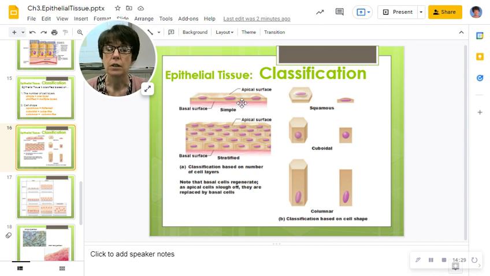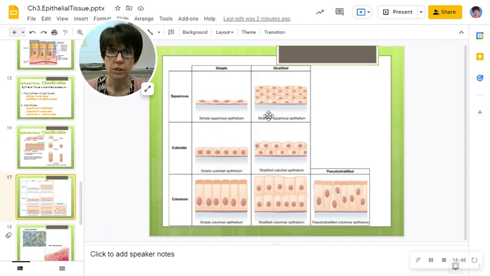You could have, again, simple columnar, or you could have stratified columnar. So when we start looking at examples, you're going to merge those two categories, how many layers and their basic shape. So something like this, that's what I just went through with you. Now, for the columnar, we have this thing called pseudostratified.